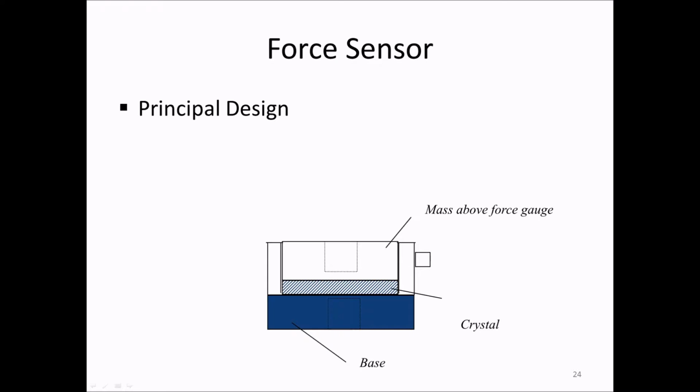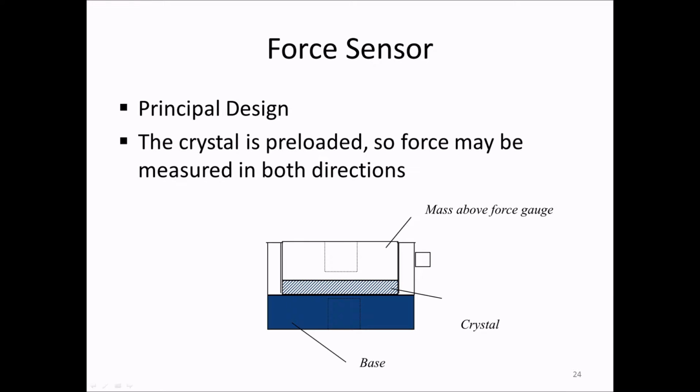Now we will look at the force sensor. The force sensor is typically used in two places, either together with a shaker to produce a dynamic force input, or mounted on an impact hammer. The latter we will present later in this video. The principal design of a force sensor is very simple. The piezoelectric crystal is glued to a base, and another mass, called the mass above the force gauge, is glued to the other side of the crystal. Like for the accelerometer, the crystal is preloaded with a static force so it can measure forces in both directions.